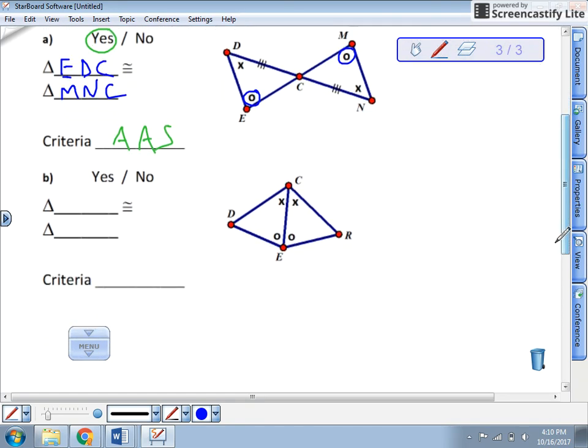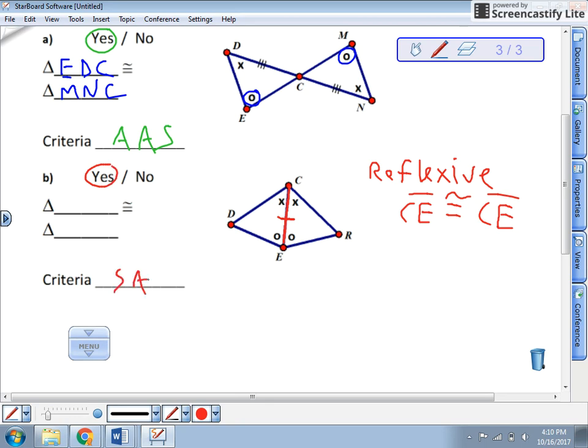Again, just for practice. Are these two congruent? We've got an angle, but we've got no congruent side. Be careful. Remember, this is called the reflexive property. This side right here, CE, is in both triangles, so CE is congruent to CE. When something's congruent to itself, we call it the reflexive property. So we can say that this side is congruent. So now you can see it is side, angle, side. So yes, side, angle, side.